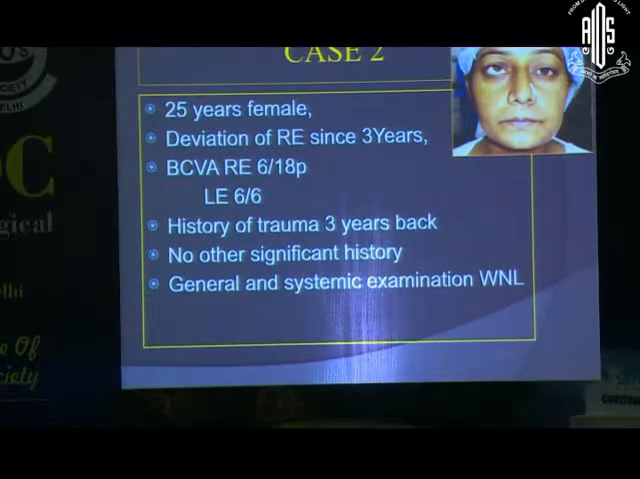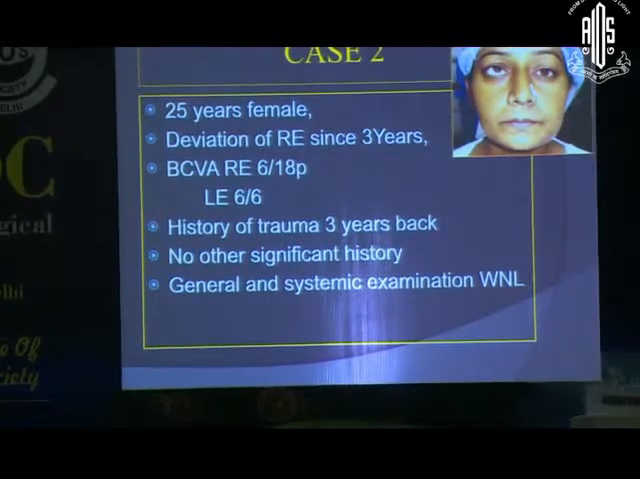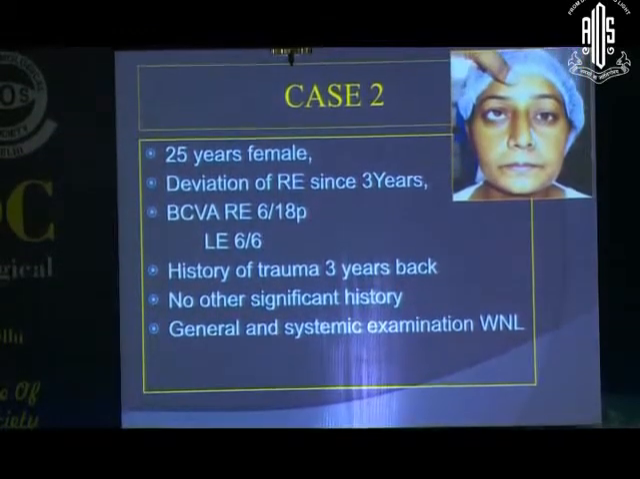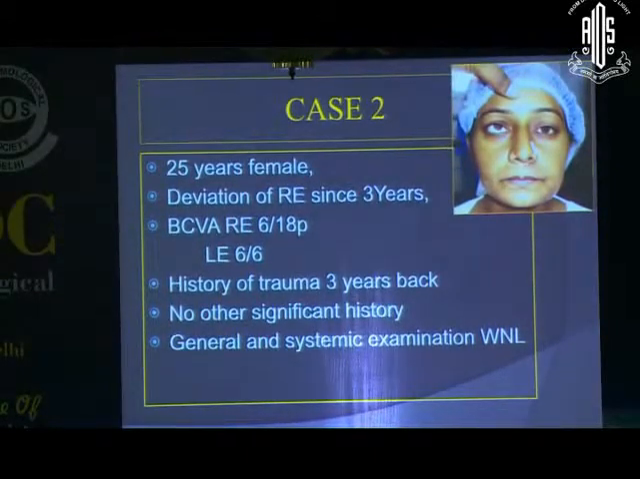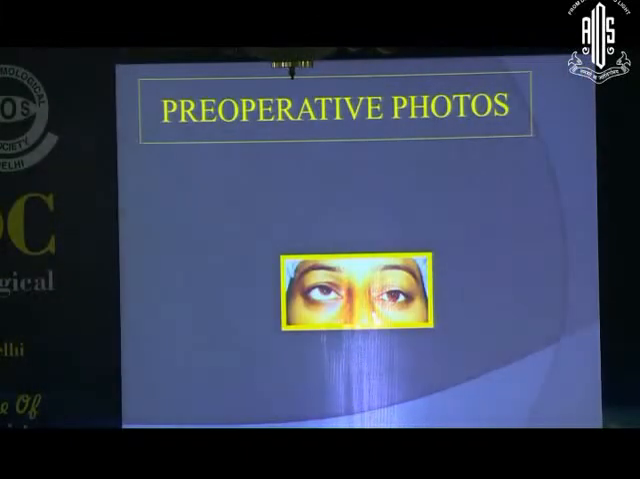So moving on to the next case, this is a 25-year-old female. She has had a deviation of the right eye for only 3 years, and the best corrected visual acuity in the right eye was 6/18 partial. In the left eye, it was 6/6. She has a history of trauma 3 years back. This was the pre-operative picture. You can see there is a right eye hypertropia.